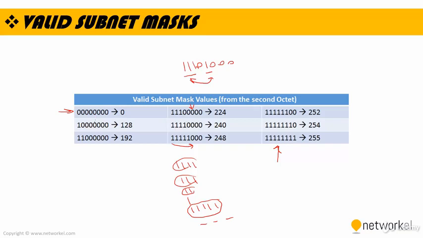Okay, if you convert these binary values to decimal values, you can get these numbers easily. And if you convert this one, this is going to be 255, for example. You can give it a try.